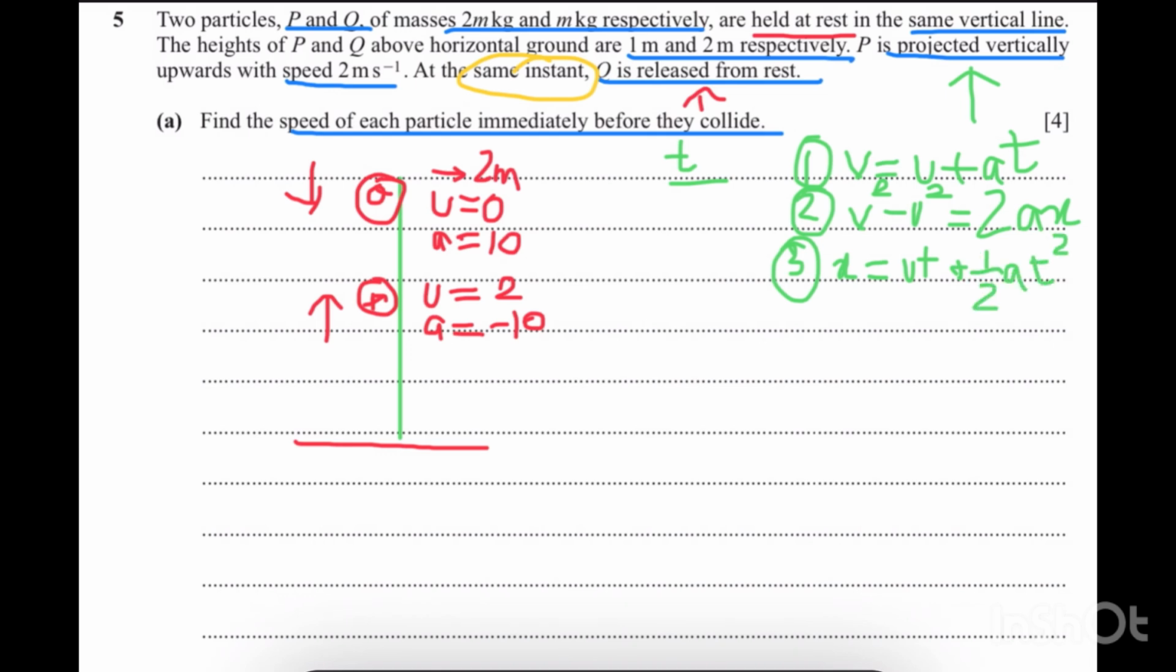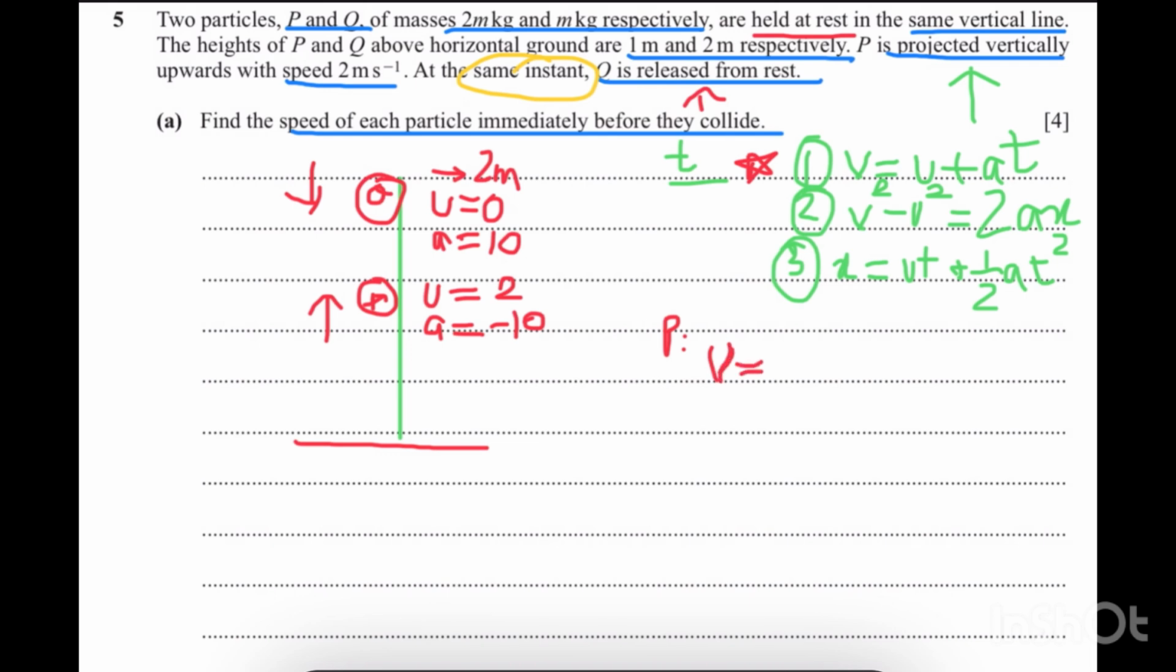The objective of this question is to find the speed of each particle immediately before they collide. So for the speed, we will use the first formula. So for p, the final velocity is unknown, so you write that as v.